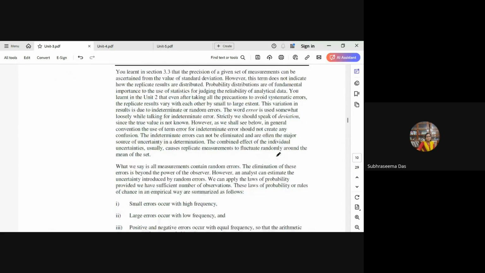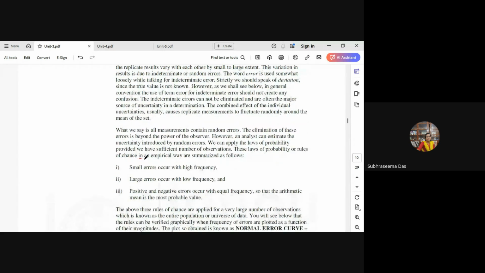So there are laws of probabilities in an empirical way, and that has been summarized in three ways. There might be some errors which occur with high frequency, large errors which occur with low frequency, and positive and negative errors that will occur with equal frequency. So these are the possibilities of errors that you can encounter during the calculation, during your analysis.